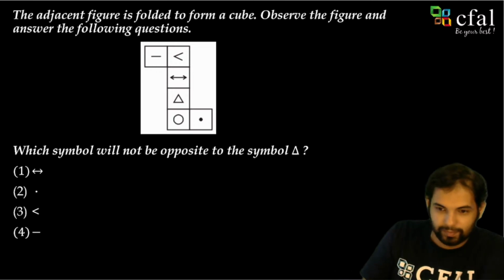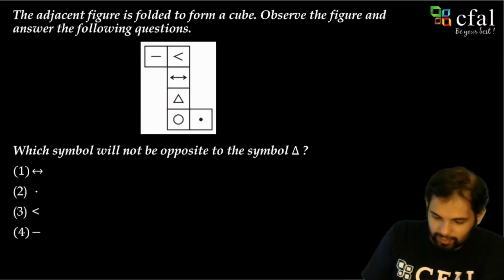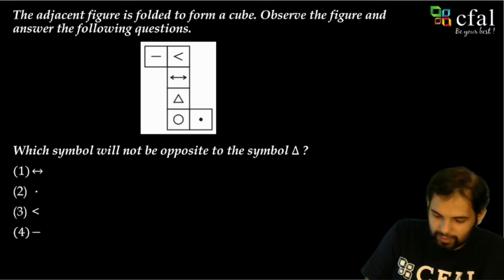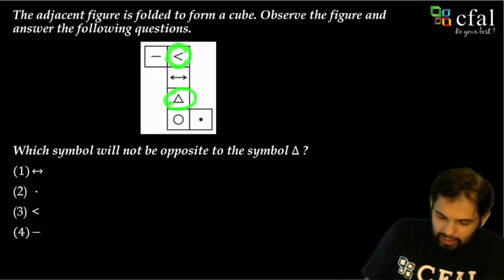Sir, not opposite to triangle are many options. Like dot is also there, arrow is also there. What is exactly opposite to this? Less than. This one, right? Okay. Yes. So, yes. Good.